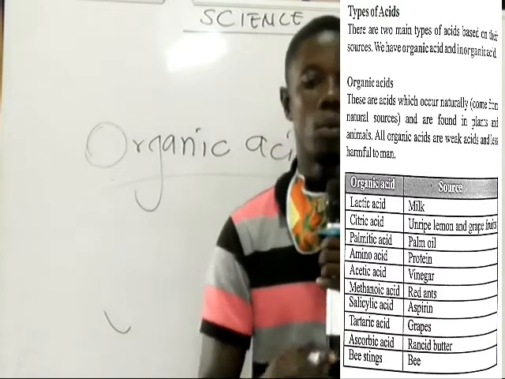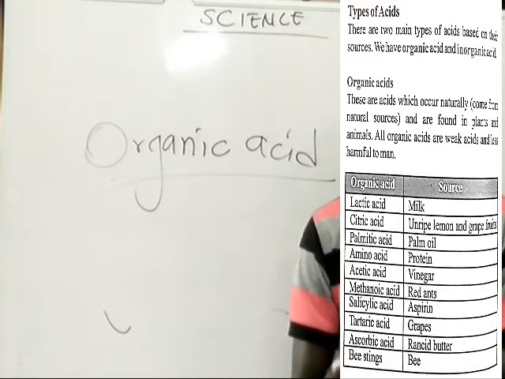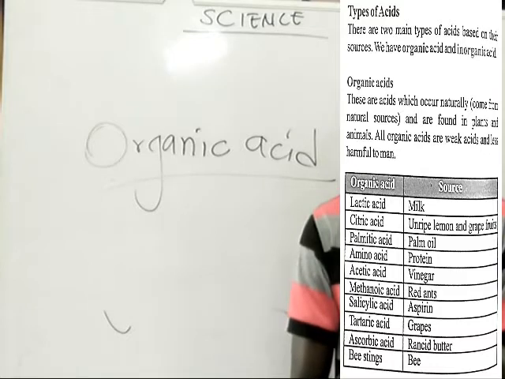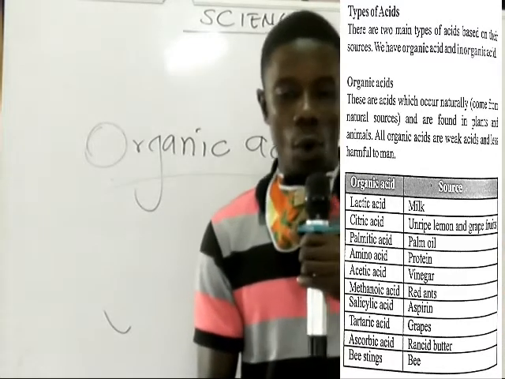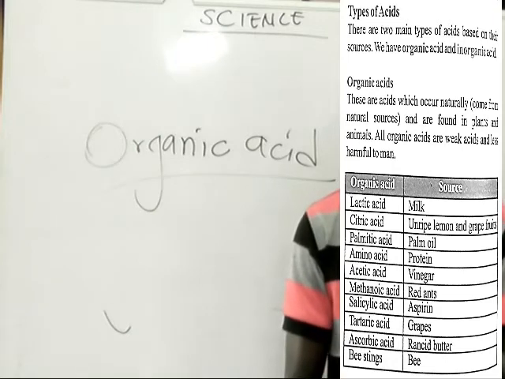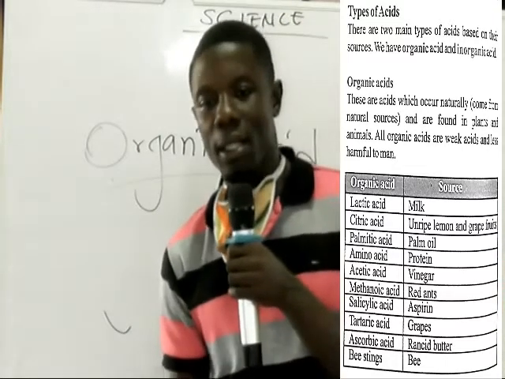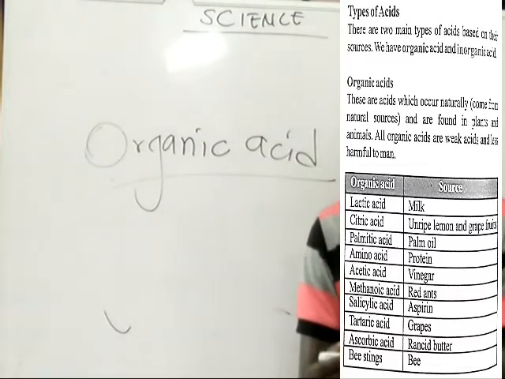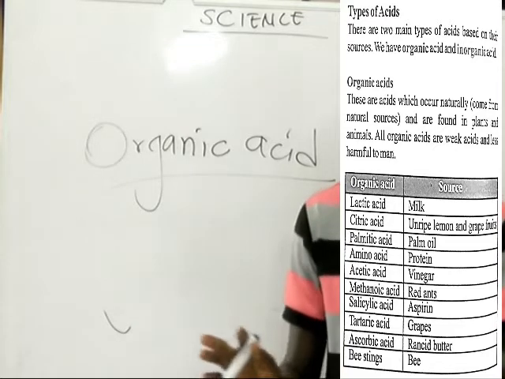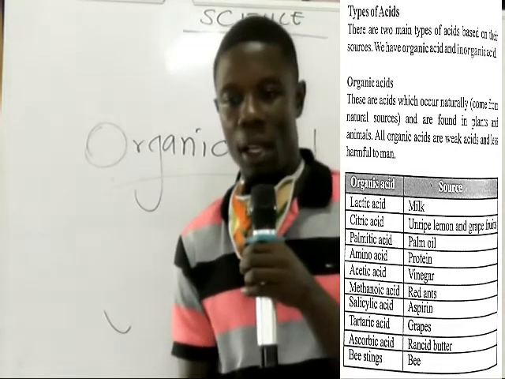It's a naturally occurring acid. When you eat food that contains protein, you can get amino acid from the food. So amino acid is a typical example of organic acid. Now let us define organic acids. These are acids which occur naturally. I told you, this acid occurs in nature. We can get some from plant and animal sources.